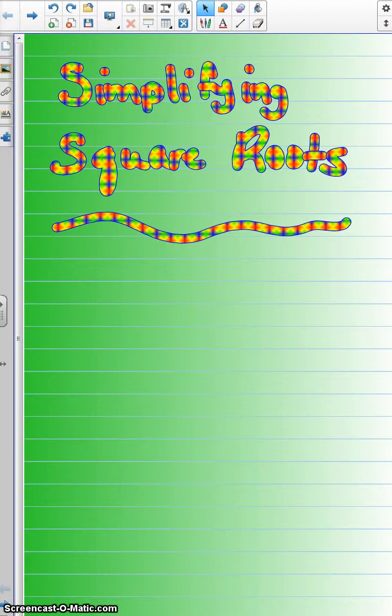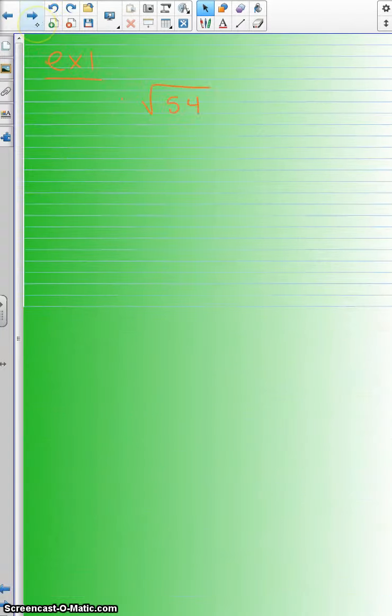This is a short video on simplifying square roots. I'm going to go through the process on several examples, and then I will give you a chance to practice with some examples, and then I'll go through them so you can see if your answers are correct or not. We're going to start with the example of the square root of 54.